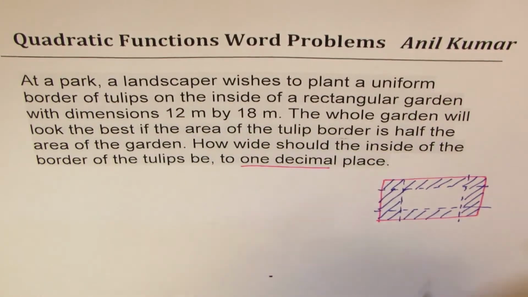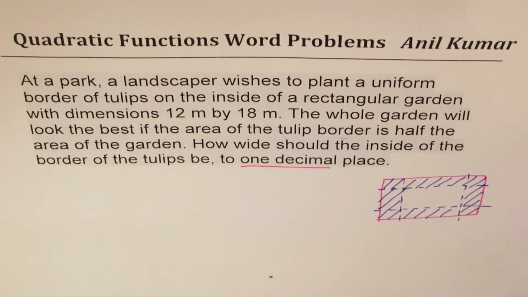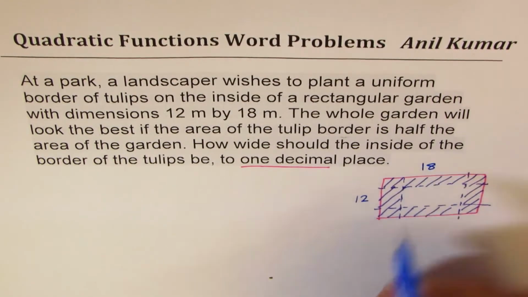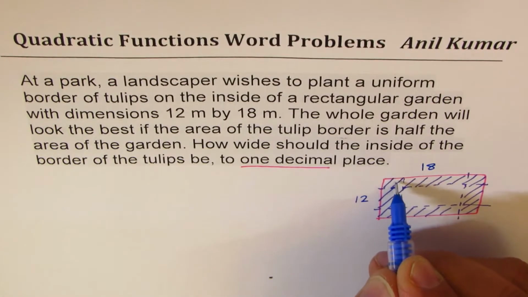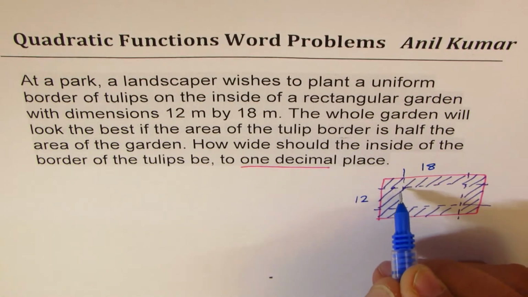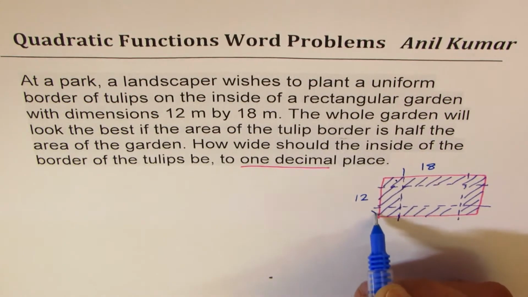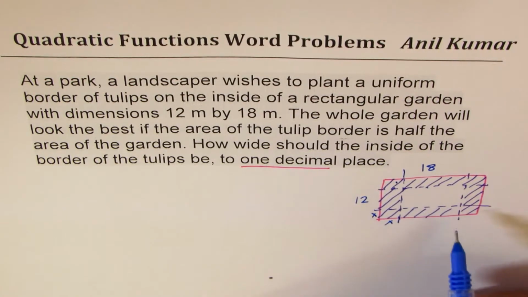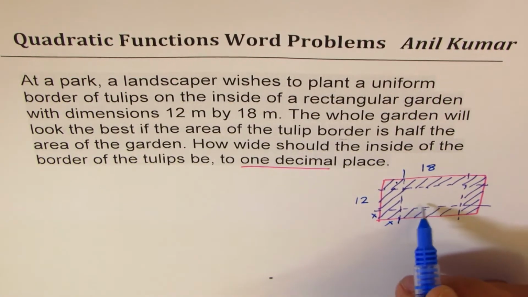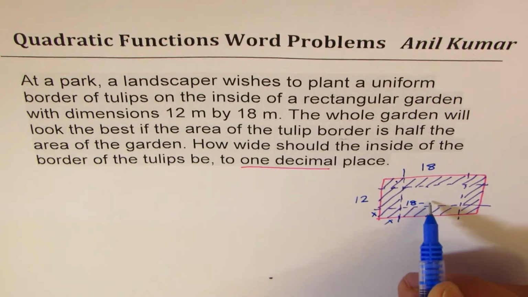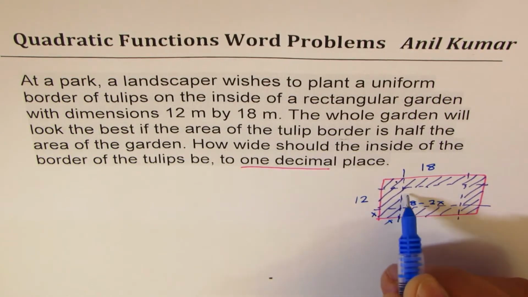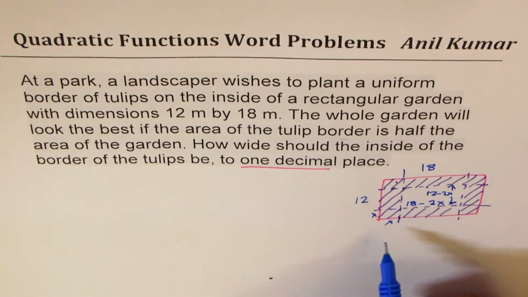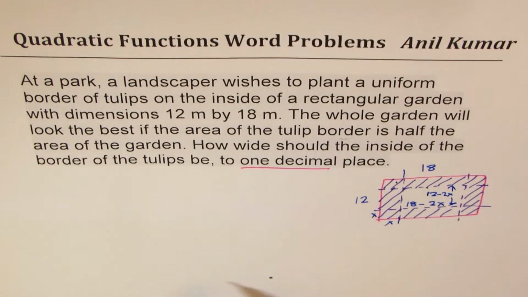Dimensions are 12 by 18. So we can write 12 here and 18. If I take away a square x by x, I mean this is x, in that case, what is the inside dimension? This will be 18 minus 2x, and that will be 12 minus 2x, correct? So 12 minus 2x is this dimension, and 18 minus 2x is the other dimension.